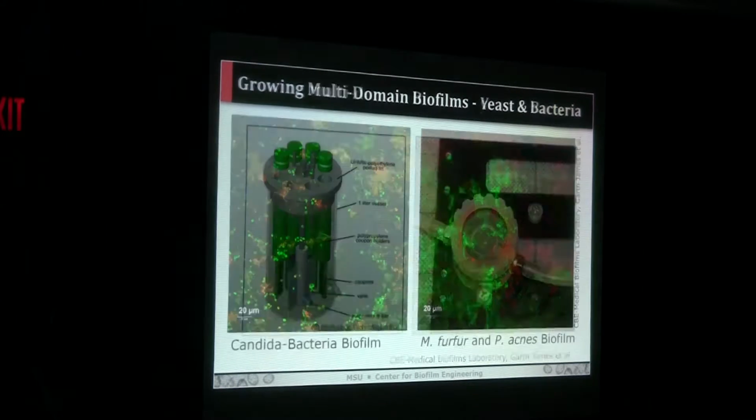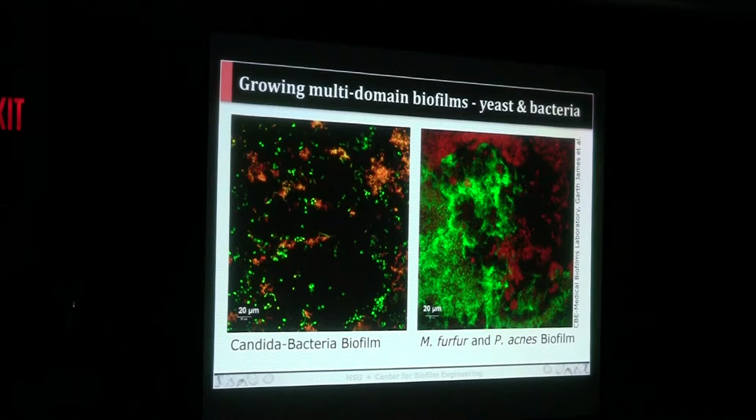And what you see is that depending on the interaction of the organisms, and I'm going to talk about inoculation and culturing conditions in a little while on a different example, you see different arrangements. Here you see the Candida cells and some bacterial cells interdispersed, and here you see the Malassezia cells on the top right, but also interdispersed, but it's a very different arrangement.